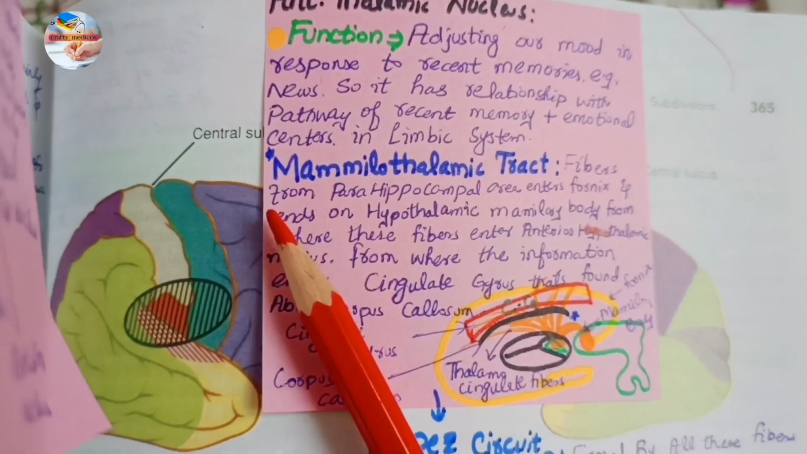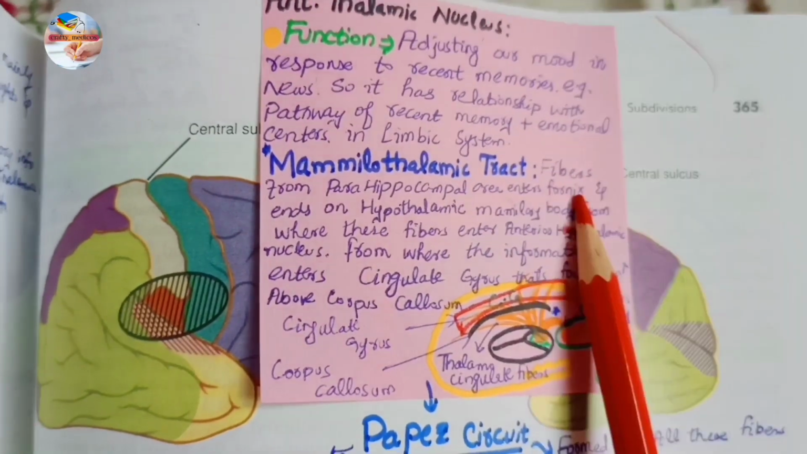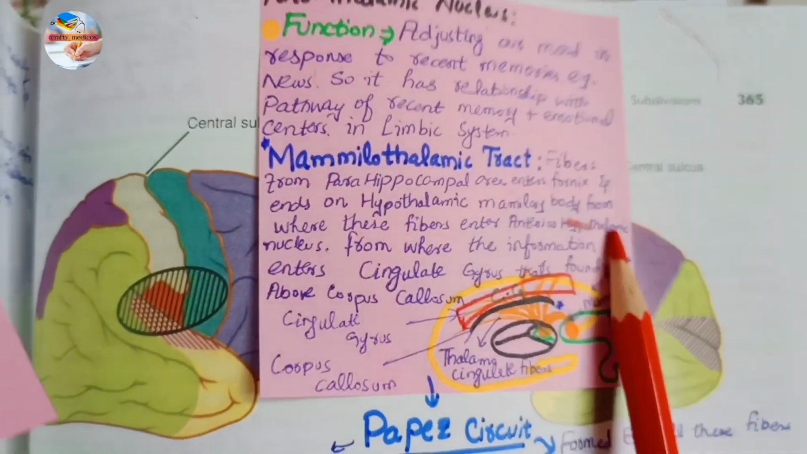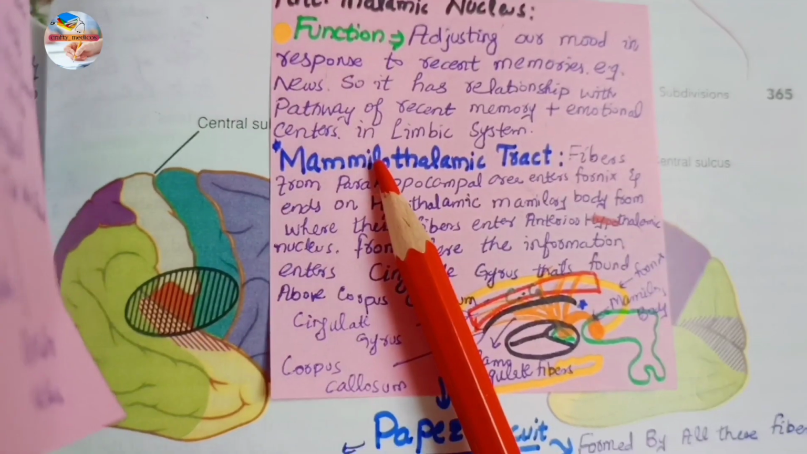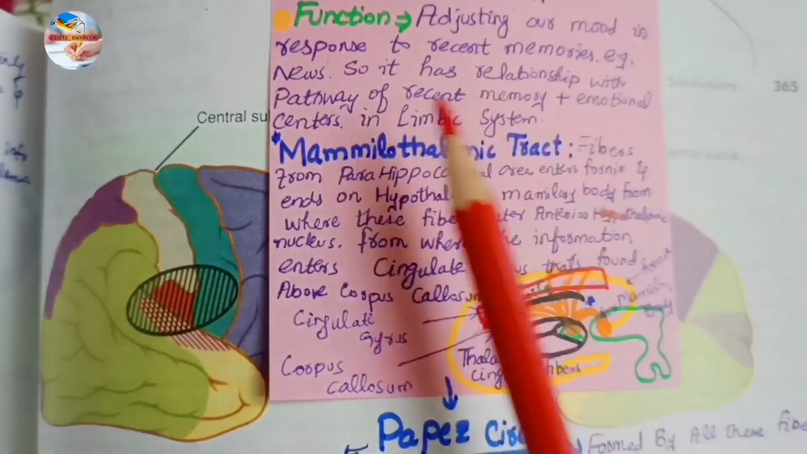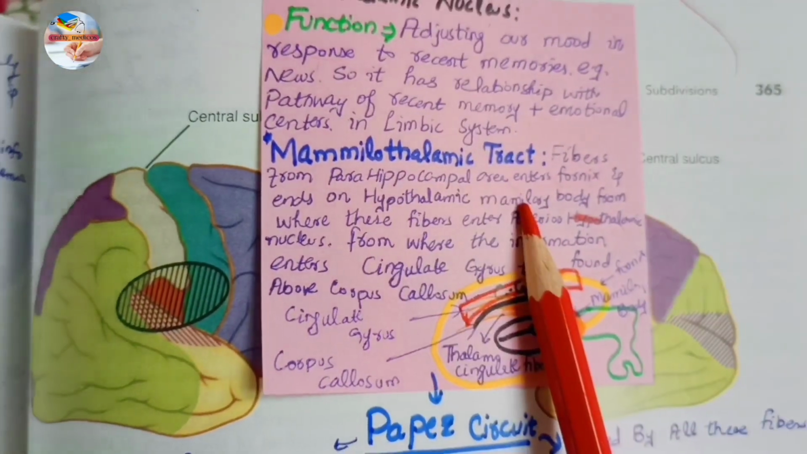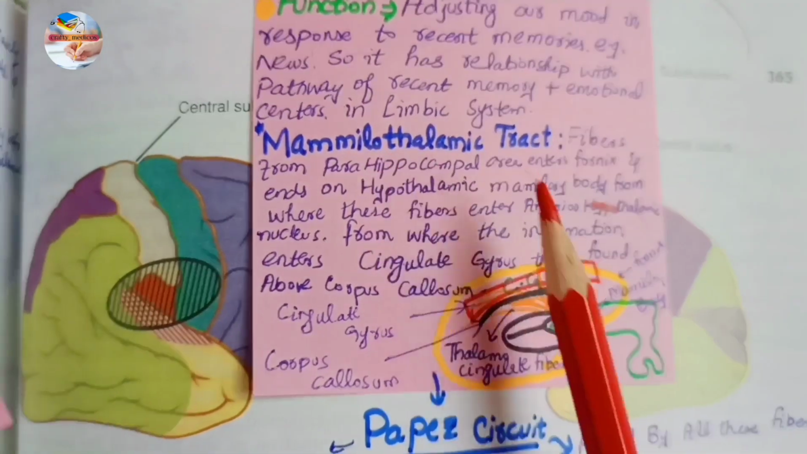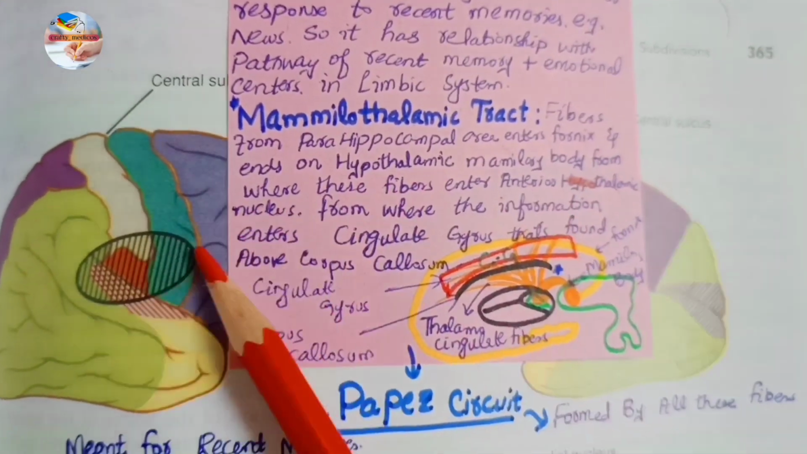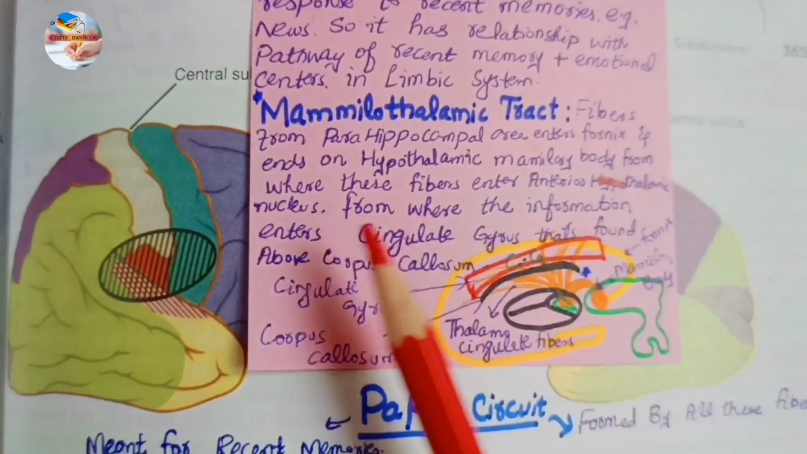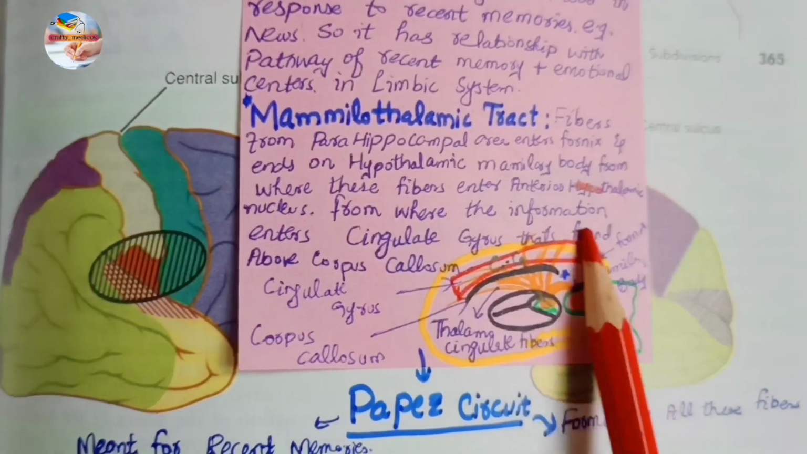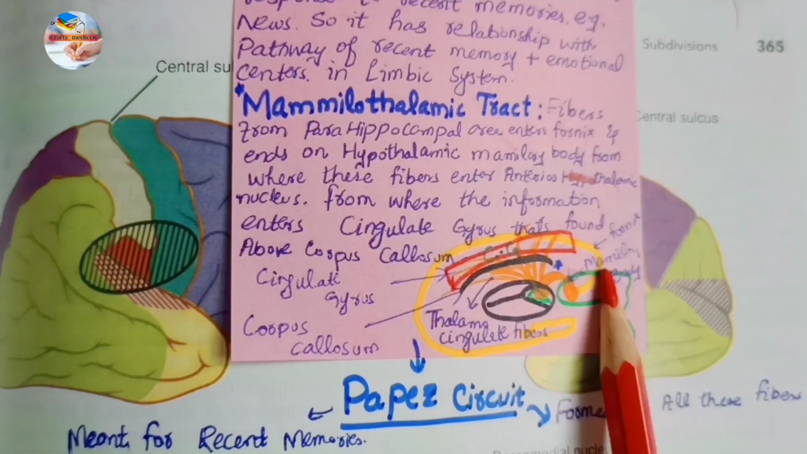So the fibers from the parahippocampal area enter the fornix and end on the hypothalamic mammillary body. As the name indicates, this is the mammillothalamic tract. So it means that fibers will first go to the mammillary body, and then from the mammillary body these fibers enter the anterior thalamic nucleus, from where the information enters the cingulate gyrus that is found above the corpus callosum.